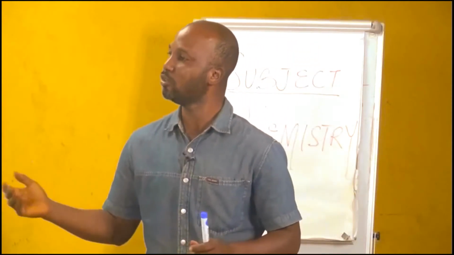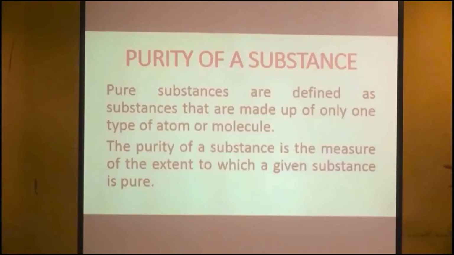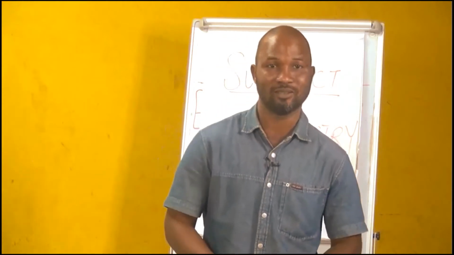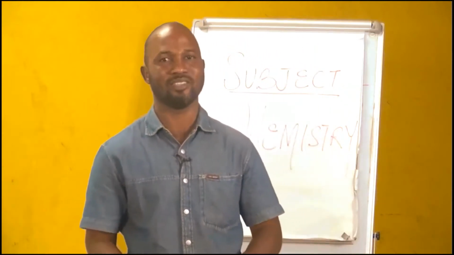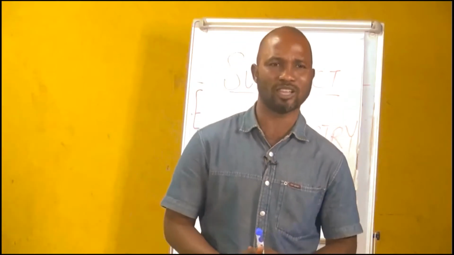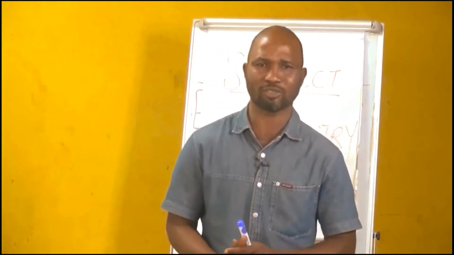And how do we know that a substance is pure? The purity of a substance is the measure of the extent to which a substance is said to be pure. That's why we can say the purity can be in percentage. We can say 99.9%, 50%, as the case might be. So how do we know that a substance is pure? The color, the texture does not matter. It doesn't tell you whether a substance is pure.